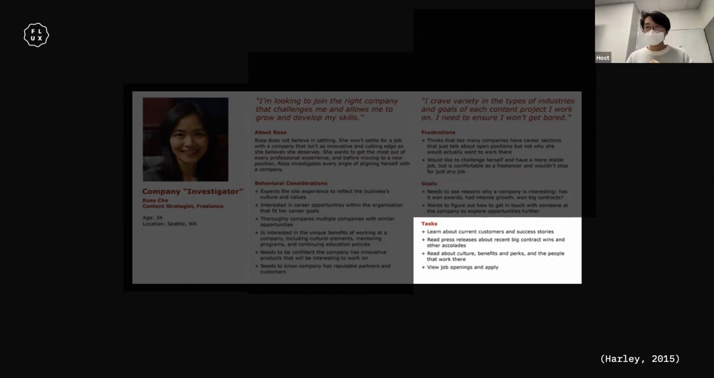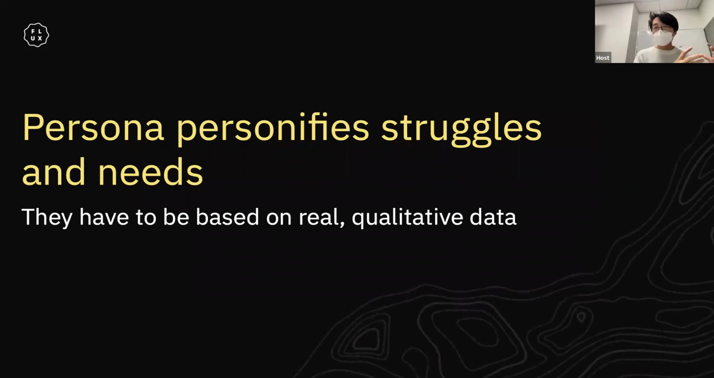Saying to other people that this person uses Amazon, iPhone, and whatever it is, and just showing this demographic data is not going to be helpful unless you include the reasons. They use Amazon because they want this and that. It reflects their values. So remember, doing a persona is a way for you to personify the struggles and needs. They have to be based on real qualitative data.